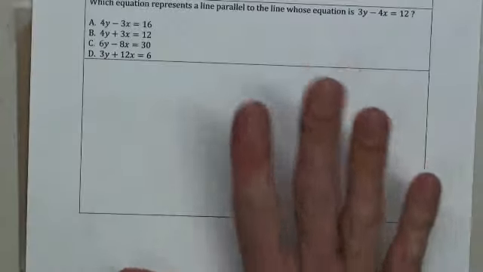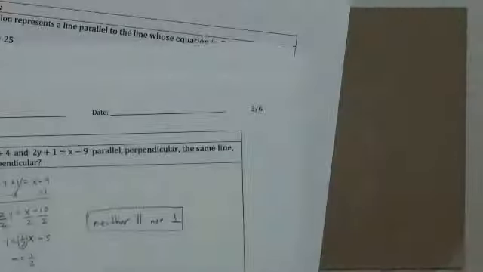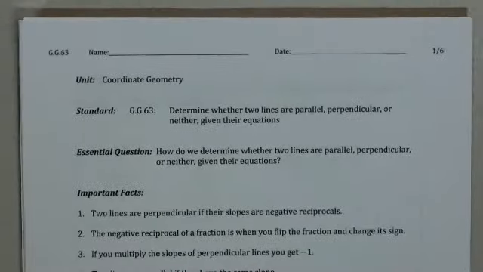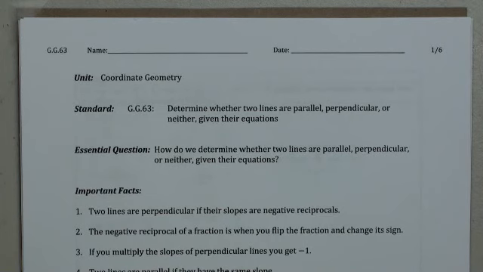Alright, so you can do checkpoint 10, and once you've finished that, and your name is on everything, you have finished standard lesson GG 63. Okay, good job.